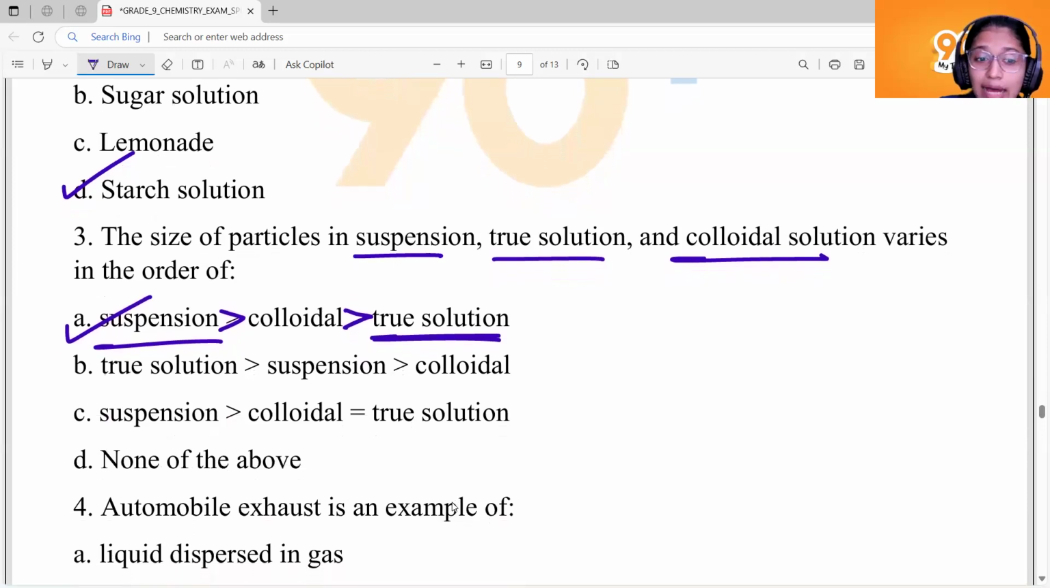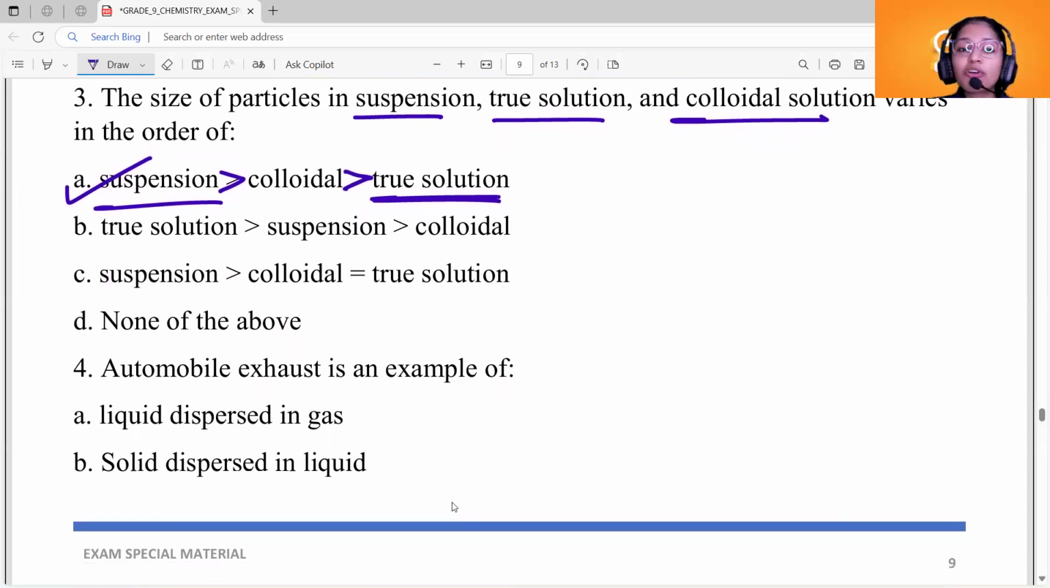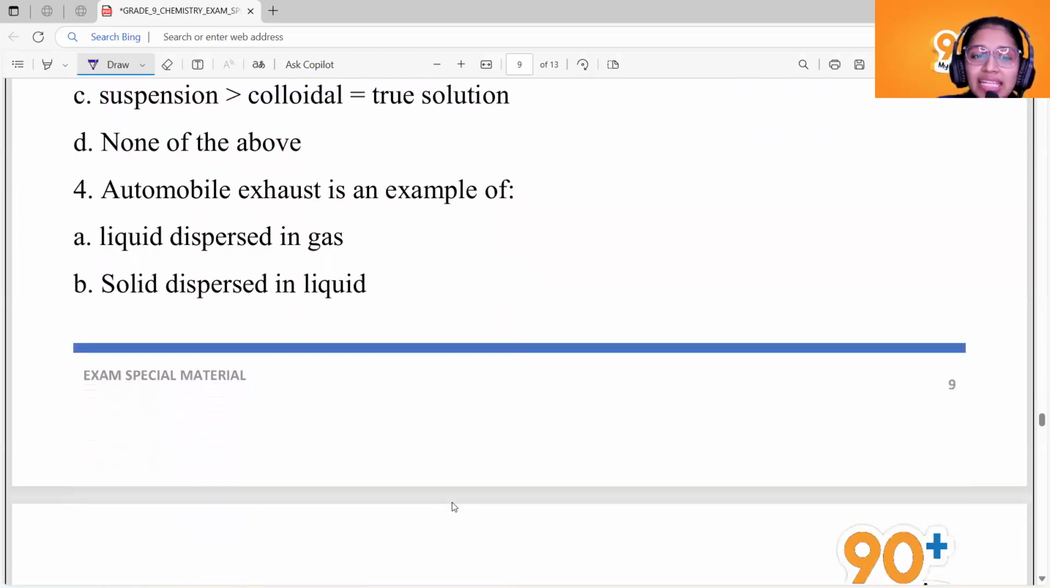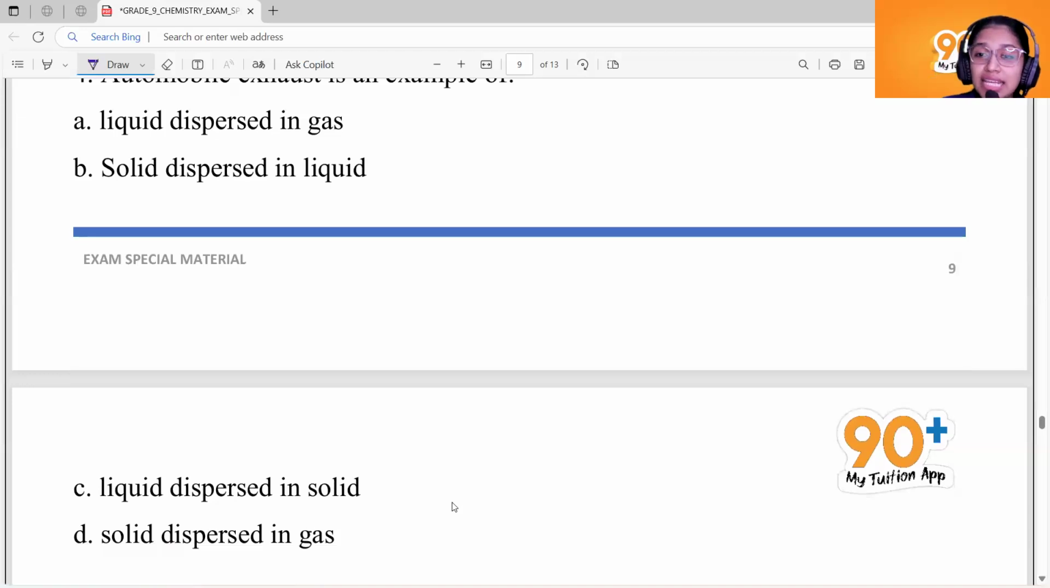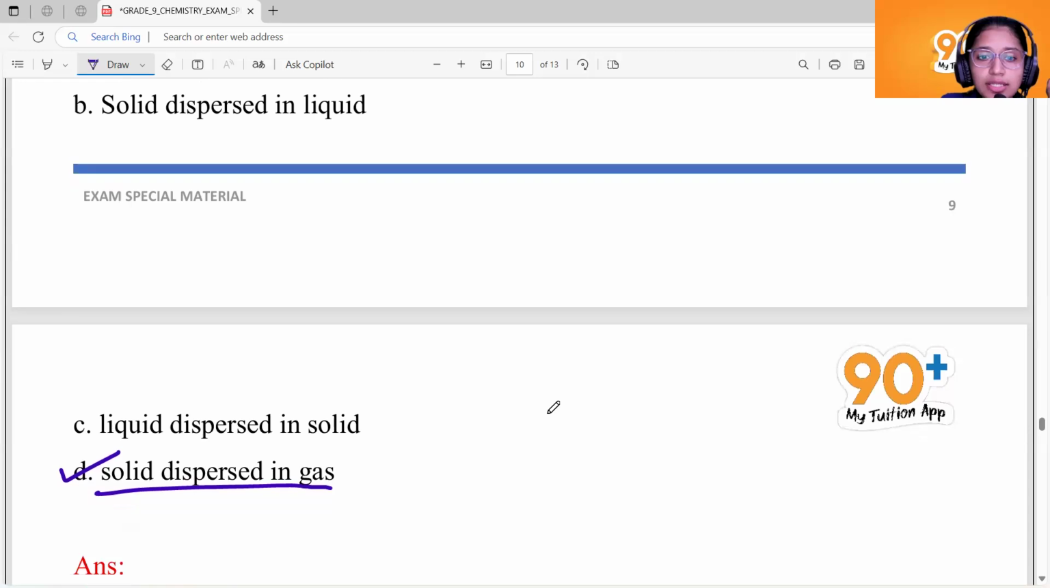Automobile exhaust is an example of what type of a colloid? We know that it's a colloid. What type of a colloid is it? It is a solid dispersed in a gas. There are solid particles, unburnt carbon called particulate matter. Okay, this is solid particles which are dispersed in gas. So solid dispersed in gas. Now we look at the answers.